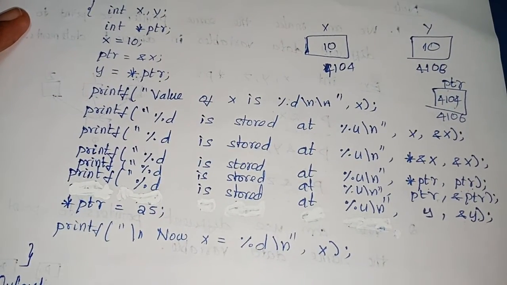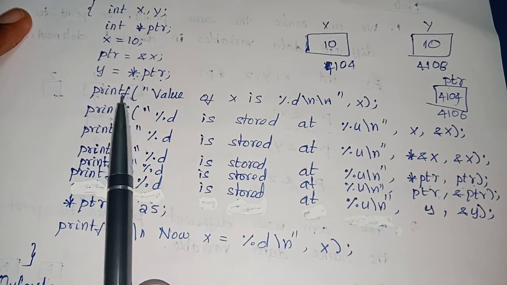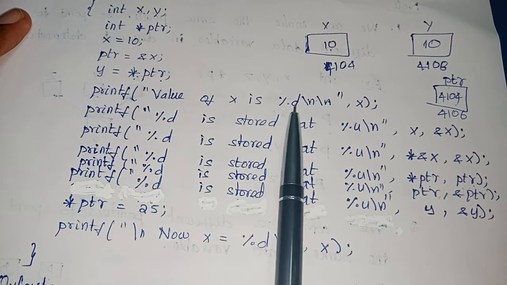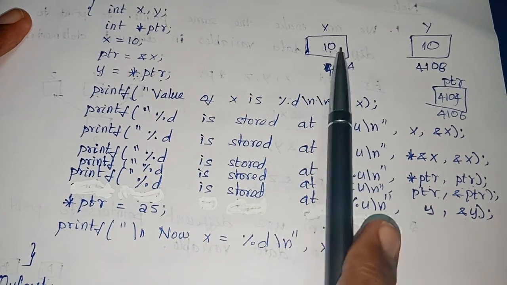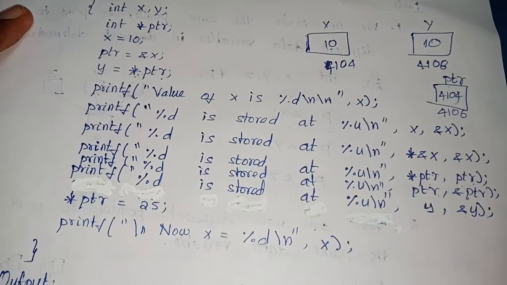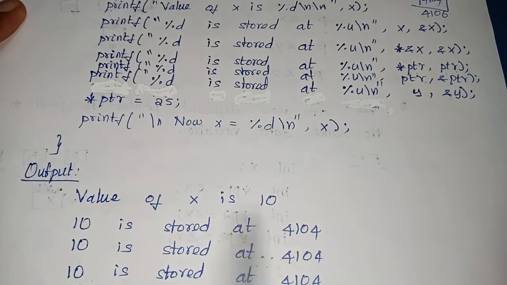The address of x, y, everything. Printf, value of x is %d. What is %d? x. What is x? 10. So the value of x is 10. So your output will be: value of x is 10.